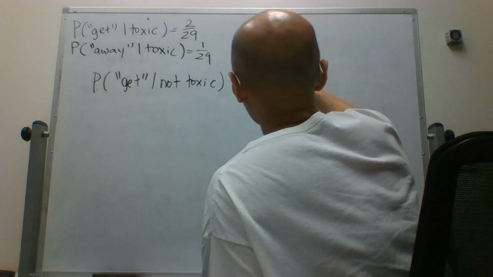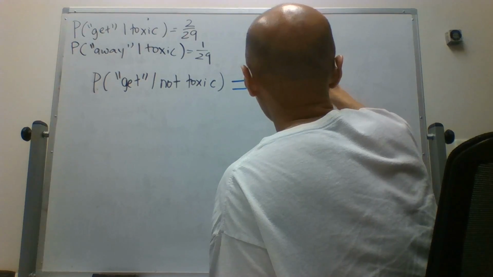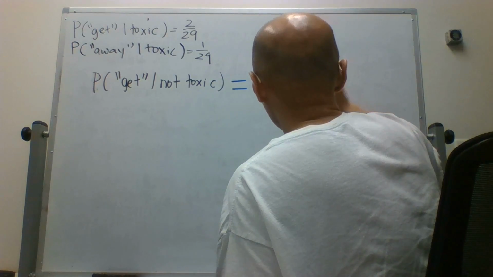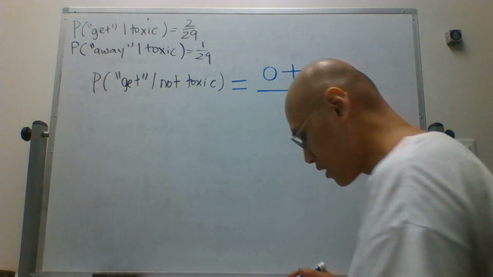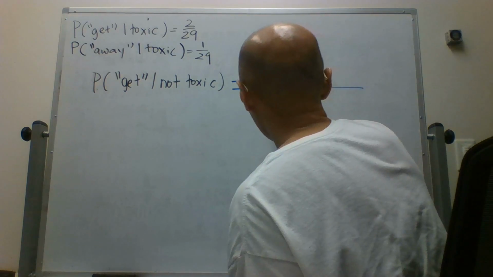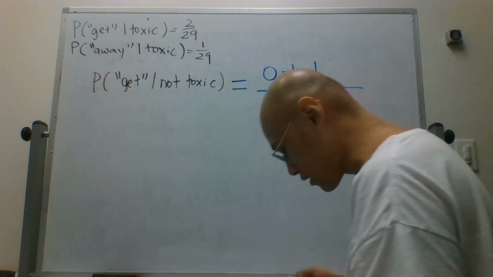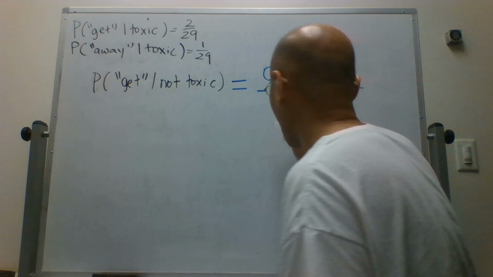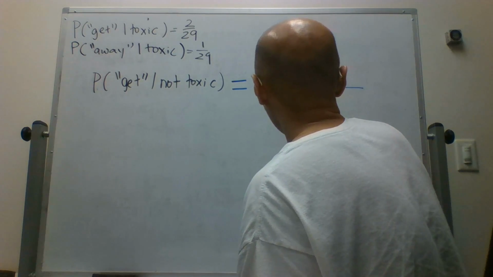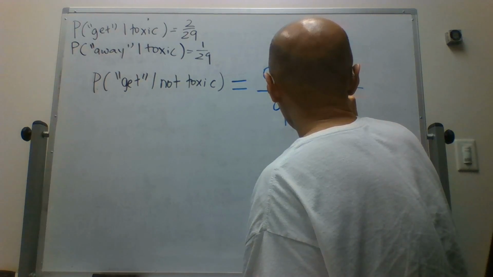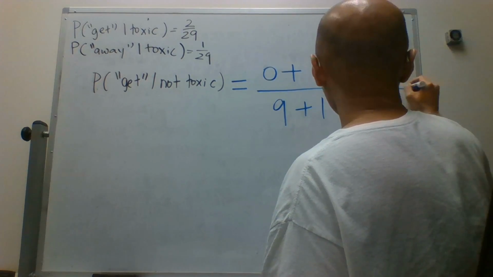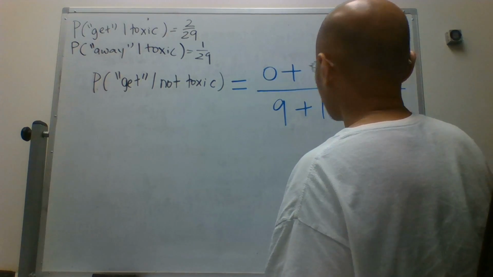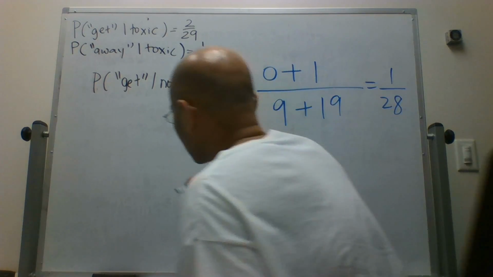Correct. So it should be 0 plus the smoothing parameter alpha, which is 1. We're going to divide by the number of non-toxic words, which is 9. 1, 2, 3, 4, 5, 6, 7, 8, 9. And the total number of words is 19. So this is equal to 1 over 28. Do you want to calculate the next one as well? Yes, let's calculate the next one.